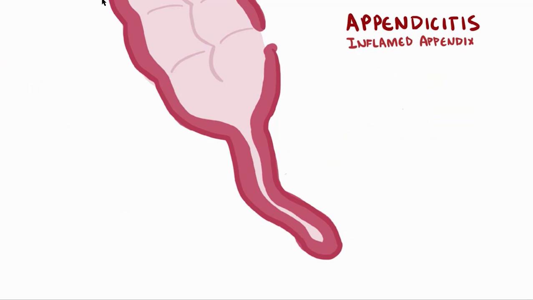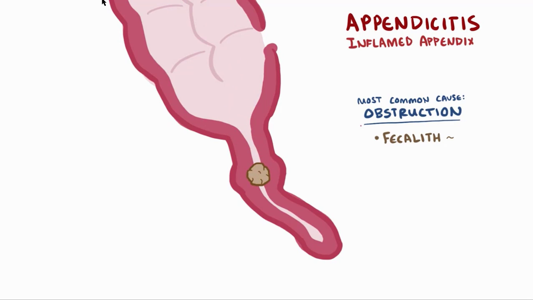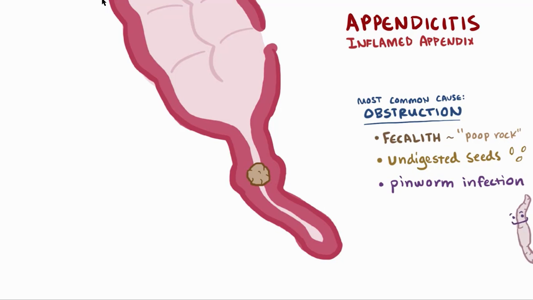Since the appendix is a hollow tube, the most common cause of inflammation is something getting stuck in or obstructing that tube, like a fecalith, which is a hardened lump of fecal matter that finds its way into the lumen of the appendix and wedges itself there. It could also be other things though, like seeds that weren't digested, or even pinworm infections, which are intestinal parasites.